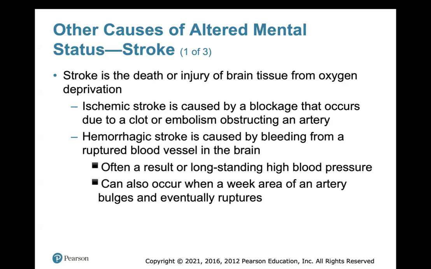The other type of stroke you deal with is a hemorrhagic stroke. Hemorrhagic stroke is caused from bleeding from a ruptured blood vessel in the brain. So you have a blood vessel that bursts, blood starts spreading throughout the brain. Usually, it's a result of long-standing high blood pressure. It can also occur when a weak area of an artery bulges and eventually ruptures. We call it an aneurysm, right?